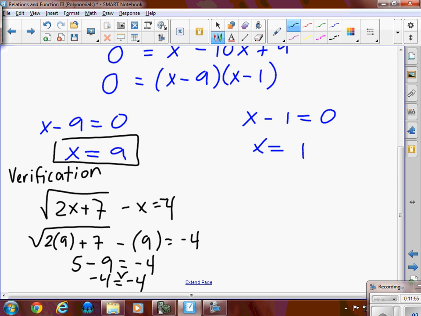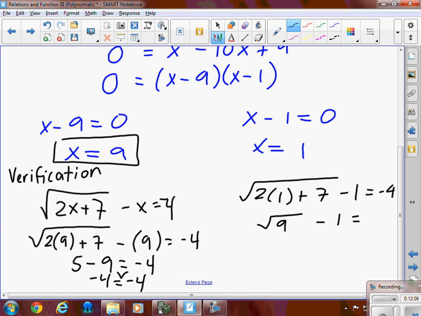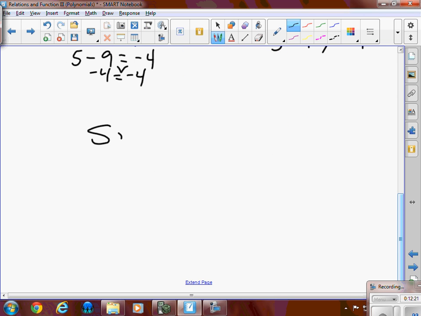Okay, we're going to verify 1, so we're going to go 2 times 1 plus 7 minus 1. We want to see if it equals negative 4. So here I get the root of 9. Minus 1 equals negative 4. Is 3 minus 1 negative 4? Not here. Therefore, this is an extraneous root, an extraneous solution. X can equal negative 1, or sorry, positive 1. We have one solution then.